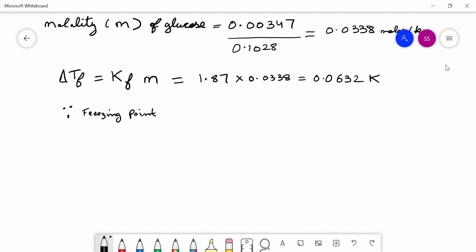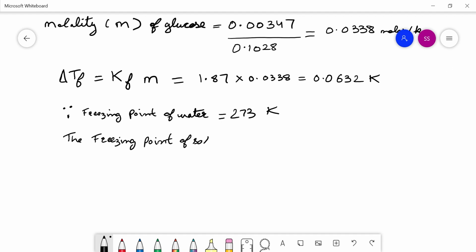And as we know, freezing point of water is 0 degrees Celsius, that is 273 Kelvin. So freezing point of solution after depression is equal to 273 minus 0.0632 Kelvin, जो होगा 272.9368 Kelvin. So ये है freezing point of solution after depression.